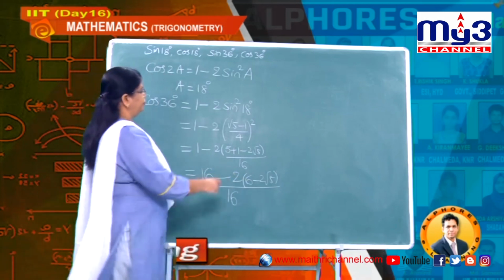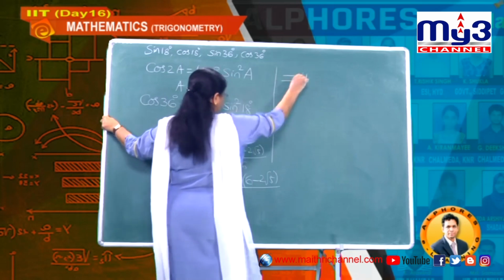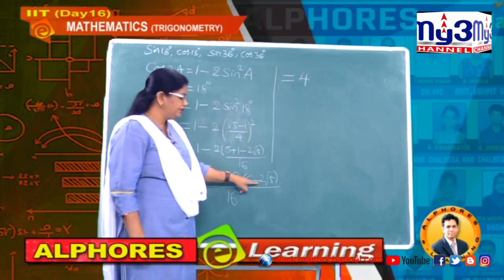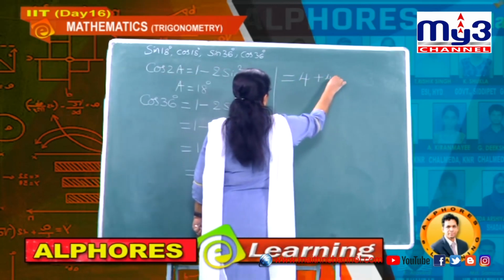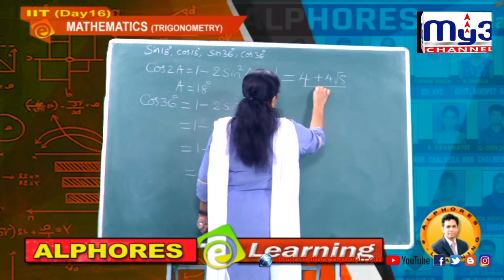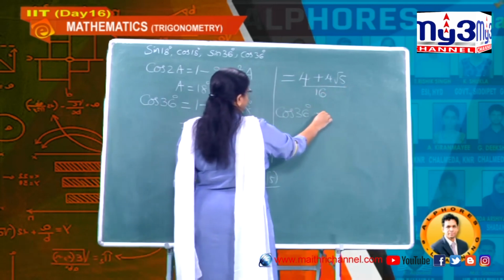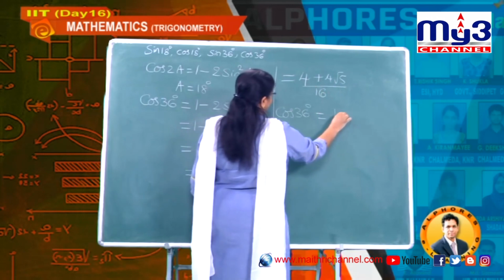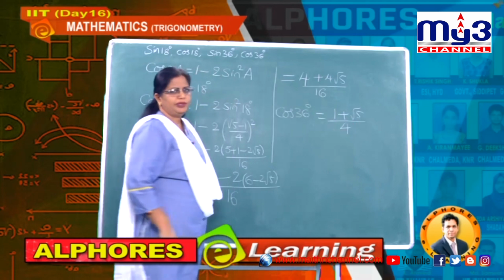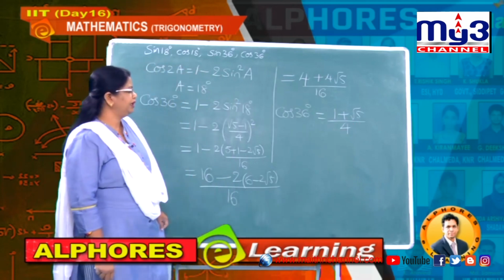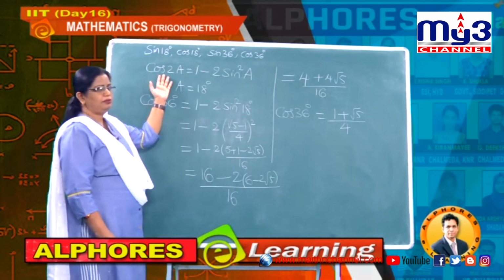Okay students. Now 16 minus 12, what is the value? It is 4. So 16 minus 12 you got the value as 4, and after that minus into minus plus, it is 4 root 5, and divided by how much you got here? 16, and thereby this side you have cos 36 degrees equal to 4. If you take common, you got 1 plus root 5 divided by how much? 4.